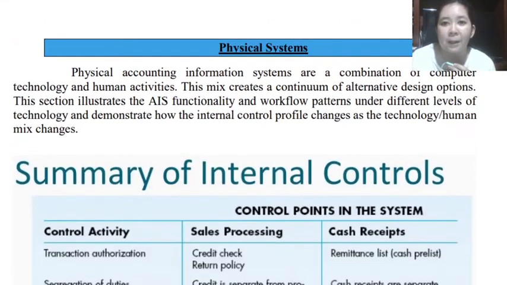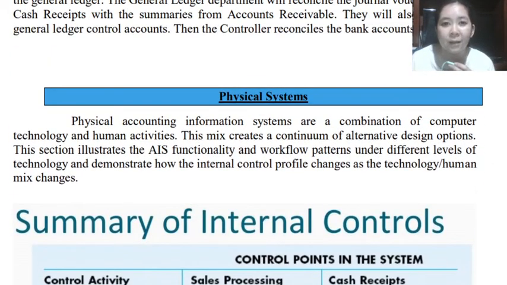So the second type of assessing your revenue cycle is through the physical systems. When we say a physical system, usually these are a combination of computer technology and human activities. This is a mix that creates a continuum of alternative design options.